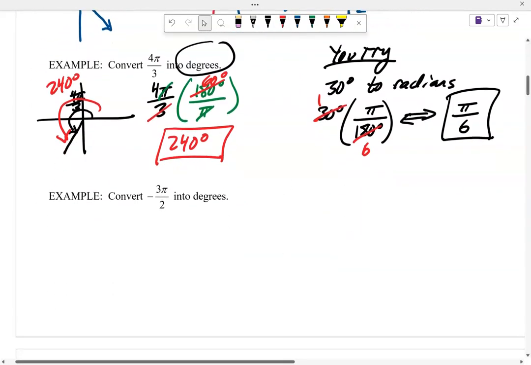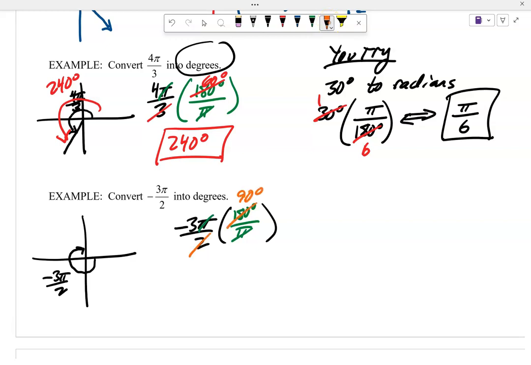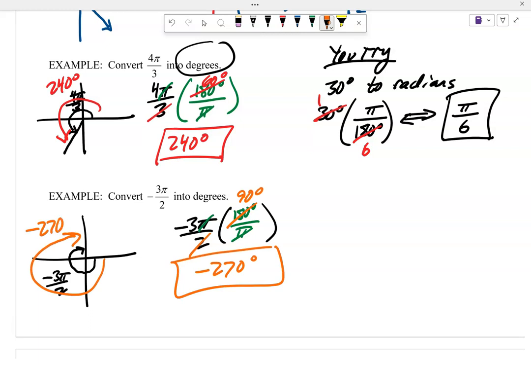Here's another one, negative 3 pi halves. How much is that in degrees? We're going to multiply by 180 degrees for every pi radians. Again, notice my pi's cancel. 180 over 2 gives me 90 degrees. 90 times negative 3 is negative 270 degrees. So this is a rotation of negative 270 degrees.